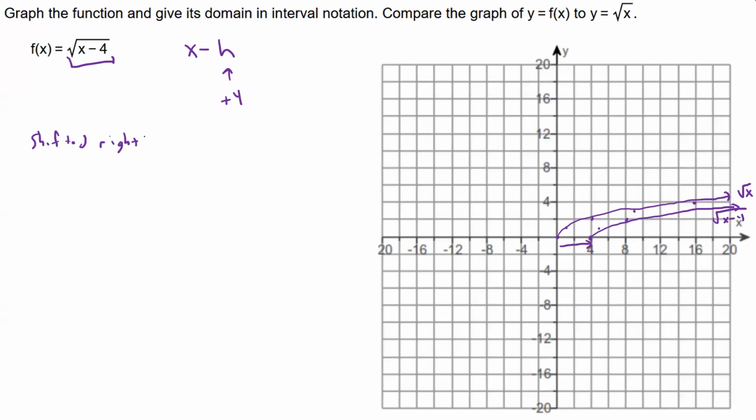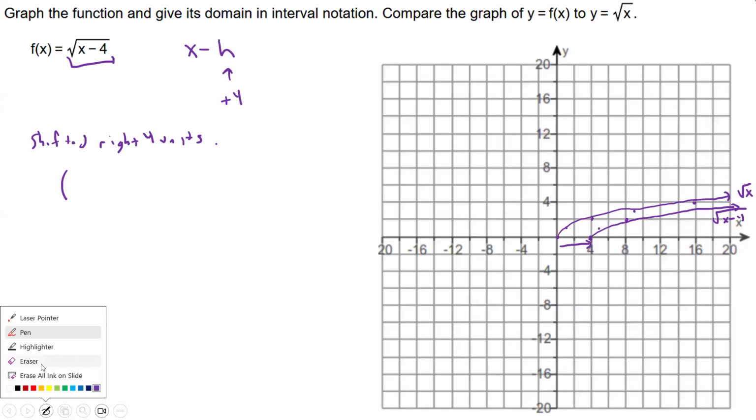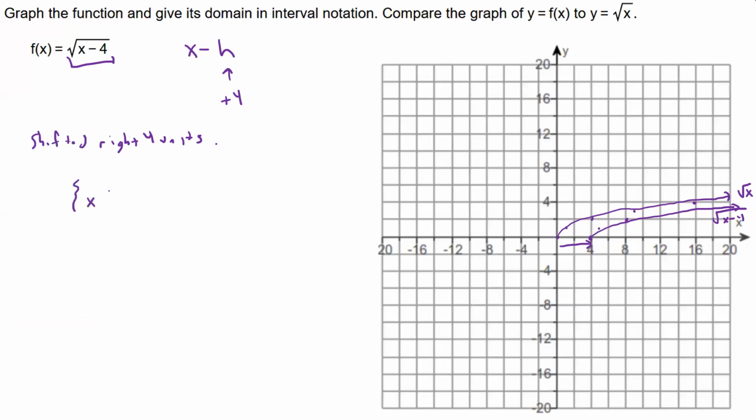right 4 units, everything. And our domain, therefore, is going to be x such that x is greater than or equal to 4. Or we could say from 4 to infinity, or whatever we want. I guess it wants it in interval notation, so it's going to be from 4 to positive infinity. Okay, and so that's what we're going to look at here.